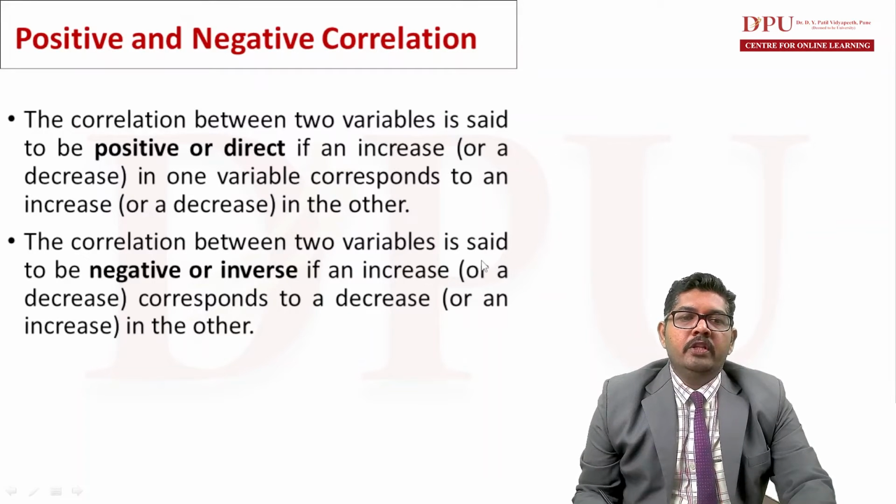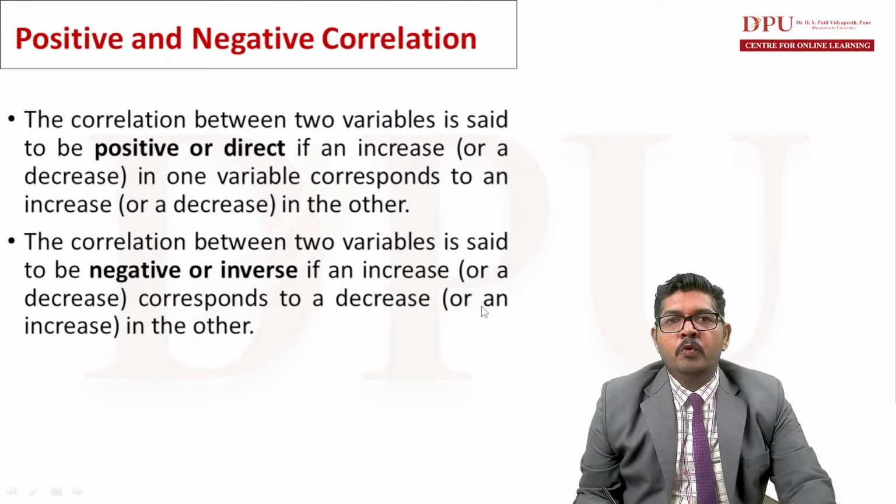The correlation between the two variables is said to be negative or inverse if an increase in one variable corresponds to a decrease in the other variable, or a decrease in one variable corresponds to an increase in the other variable. It means that both the variables are moving in the opposite direction. So such a kind of correlation is called negative correlation or inverse correlation.